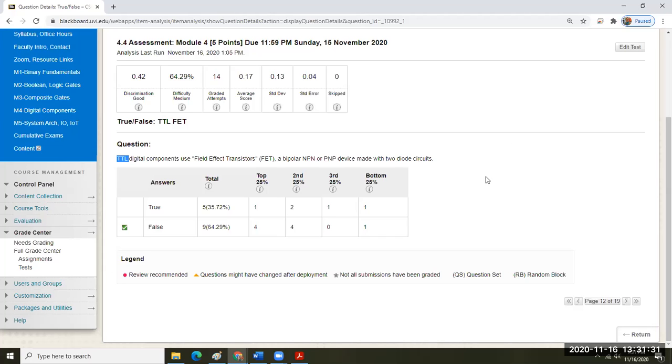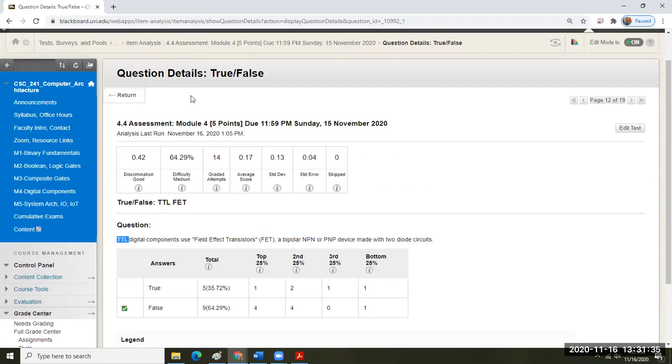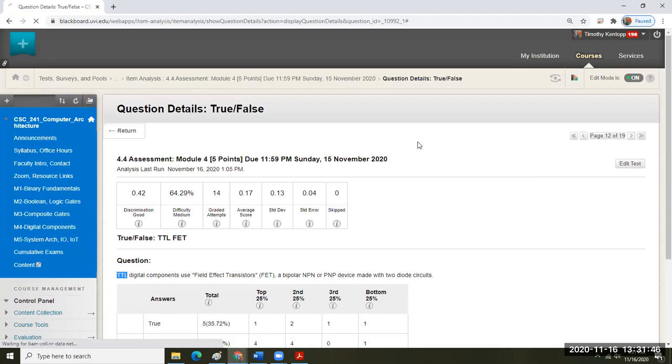Any questions? No questions. Okay, so just remember, whenever you see the term FET, that's new stuff. TTL is always old, takes more power.